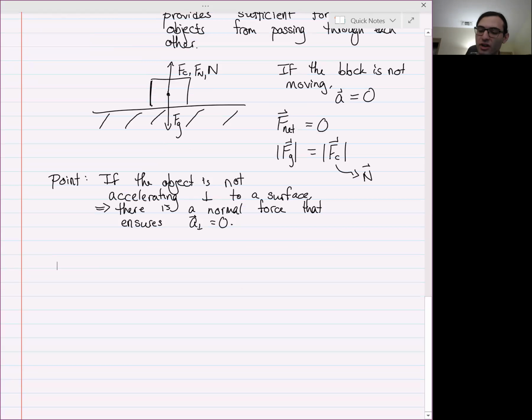Right, so the next thing to talk about is friction. Friction has two types, and we're going to talk about both. There's static friction, and then there's kinetic friction.